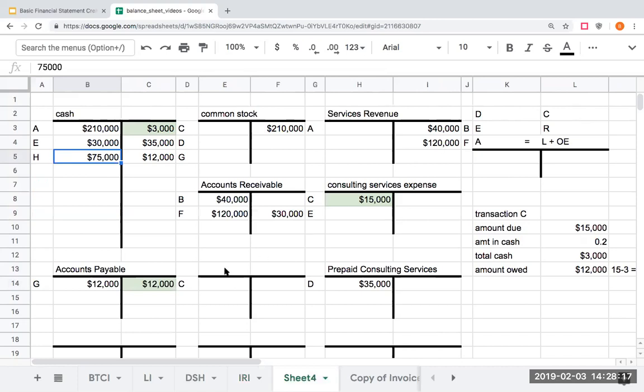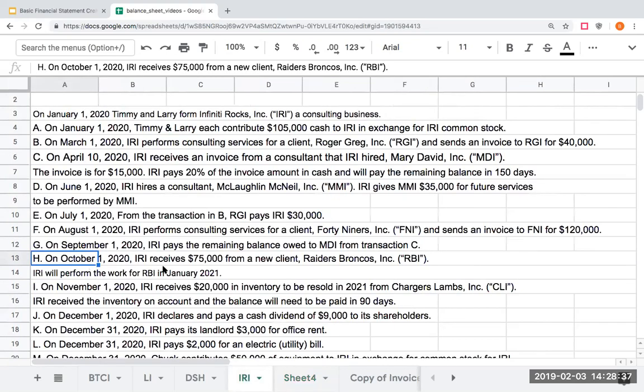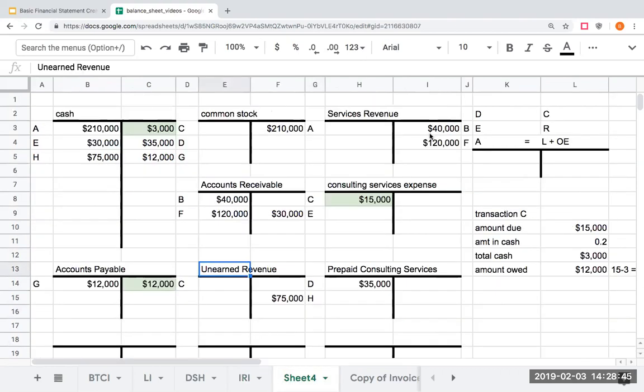So what I need to do is I need to book this into unearned revenue. And I'm going to credit unearned revenue for $75,000. What kind of account is unearned revenue? This is a liability. I've gotten the money, but I have not yet performed the work. I received the money from a new client, but I'm going to be performing the work in the future. So I cannot record this as revenue because I have not yet done the work. So instead, I'm going to be recording this as unearned revenue.